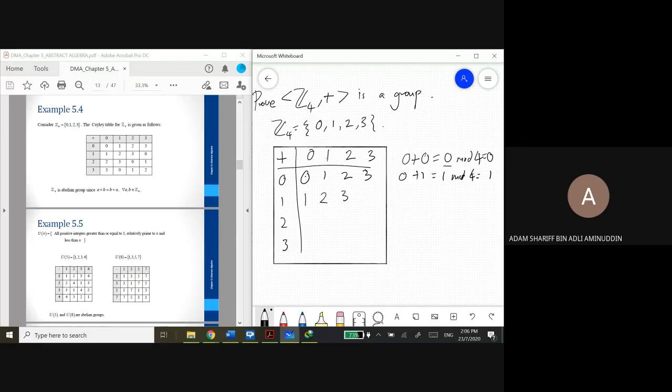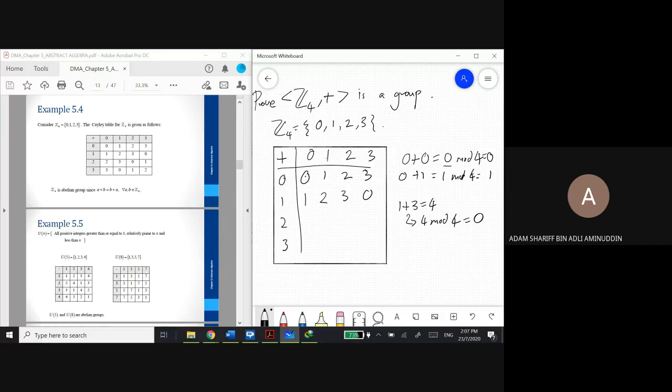At this part, 1 plus 3 is 4. Okay? Later, 4 mod 4. What do you get as the remainder? It is 0. That's why, in chapter 1, recall back if you forget modular arithmetic. But for the timing, I will not teach you again.